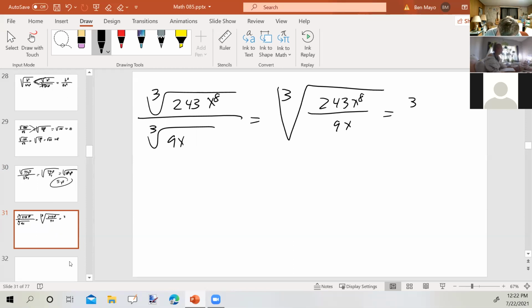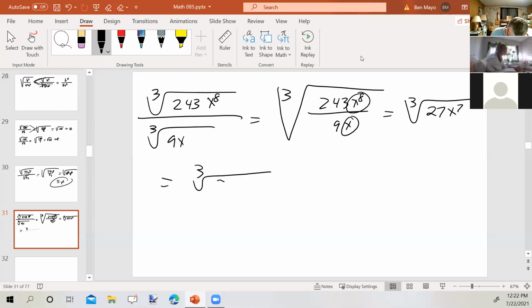So this would be the cube root of 27 x to the what, 7th? Okay. X to the 8th divided by x would be x to the 7th. But I could write that as the cube root of 27 times x to the 6th times x to the 1. Now, why did I do that? 27 is a cube, 3 times 3 times 3. X to the 7th, 3 doesn't go into that evenly. But if I pull it apart as x to the 6th times x to the 1, the cube root of 27 is 3. The cube root of x to the 6th is x squared, and I've still got an x left inside.